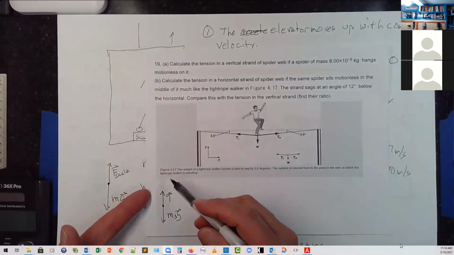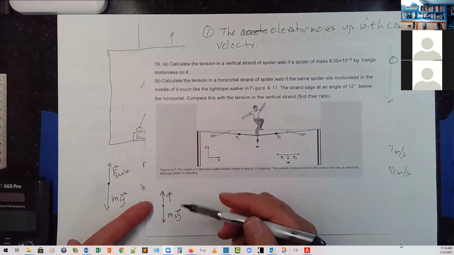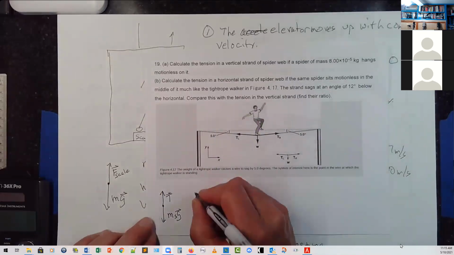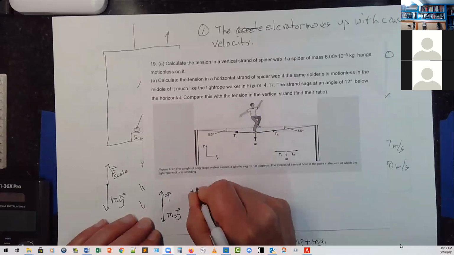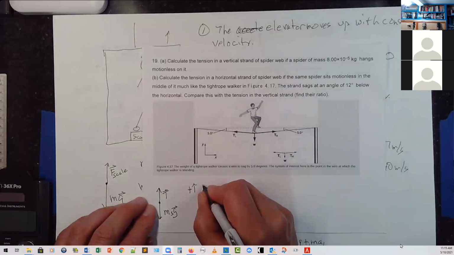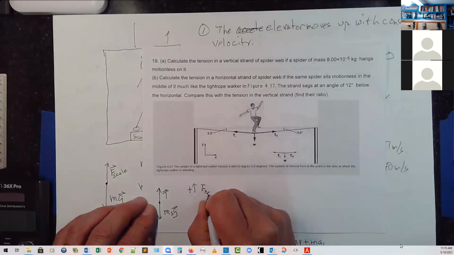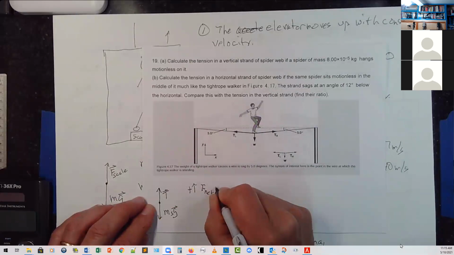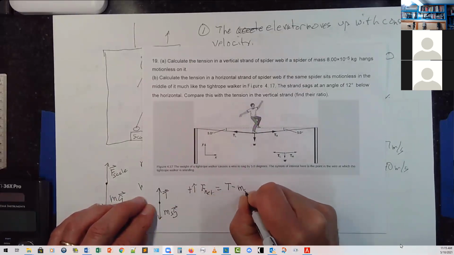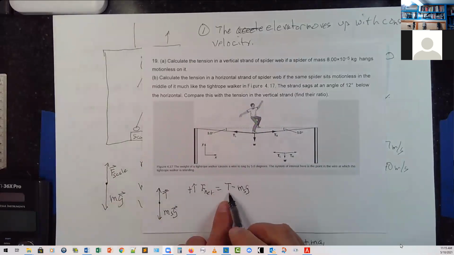And because this is one-dimensional, I can do this as a one-dimensional problem. I can do it as a scalar problem. And I'll just let positive be upwards in this case, and my net force will be the difference between these two forces. F net equals T minus the mass of the spider times g. Something that points up gets a positive sign. Vectors that point down get a minus sign.